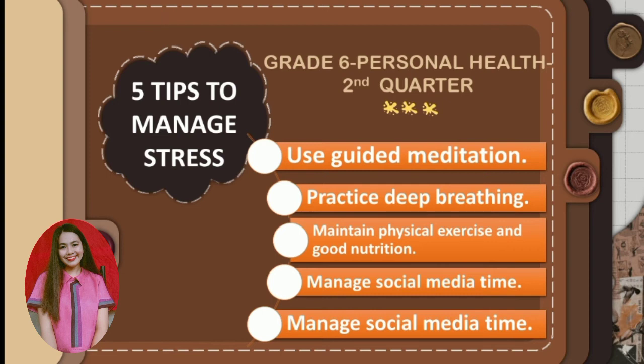Deep breathing is a great way to reduce the activation of your sympathetic nervous system, which controls the body's response to a perceived threat. Deep breaths taken to a count of 5 seconds, held for 2 seconds, and released to a count of 5 seconds can help activate your parasympathetic nervous system, which helps reduce the overall stress and anxiety you may be experiencing. Third is to maintain physical exercise and good nutrition.